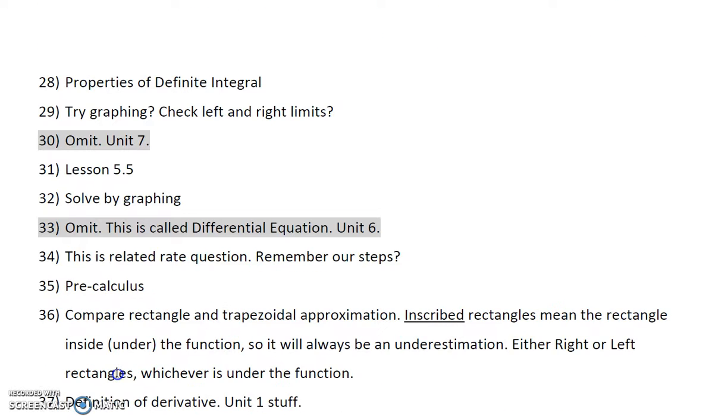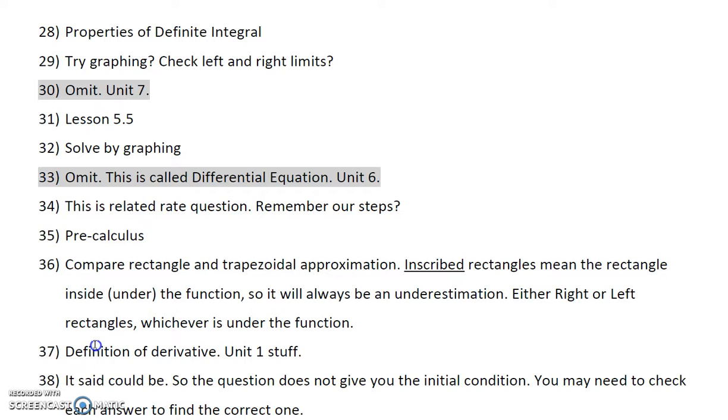You can use a graphing calculator. Question 28 is again property of definite integral. It could be quite challenging. Give that a try. You can't solve it by graphing calculator. The numbers are too big, I guess. Question 29, try graphing. It says try graphing. Check the left and right limit. It's a limit question. Question 30 and 33, we can skip them.